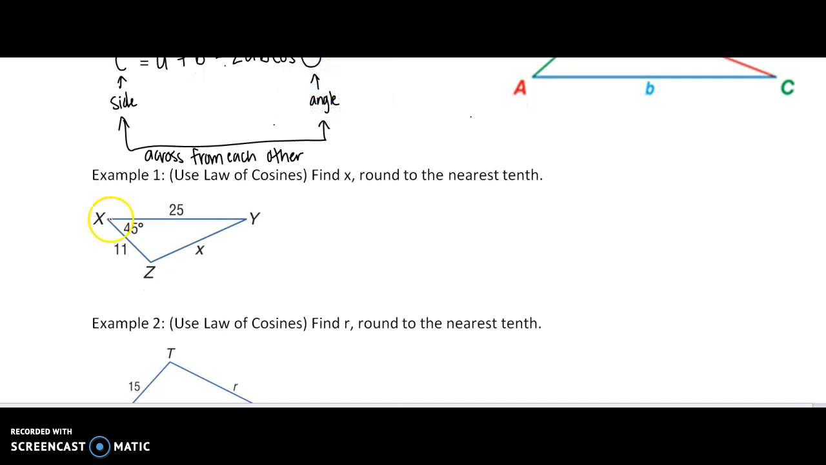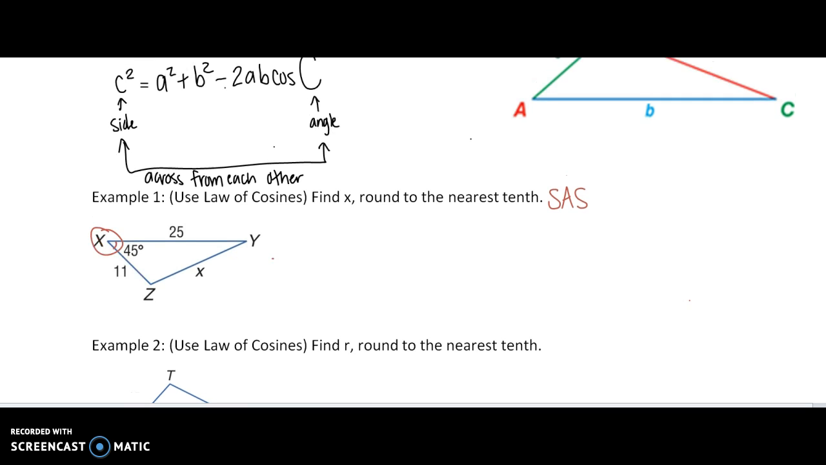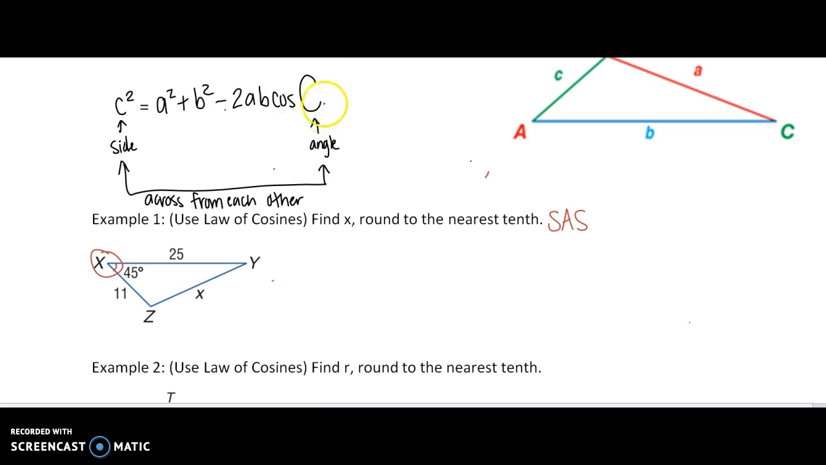Example one, I notice I know an angle, this angle right here, angle x, and I know the two sides next to it. So this would be an example of when I'm given side angle side. To help me decide, if I bring this formula back up, since I know the angle, that's where this C is, angle C, put that in the cosine function. I want to know what side should go across from that. So I recommend drawing an arrow to the side that goes across from angle 45, and that's x.